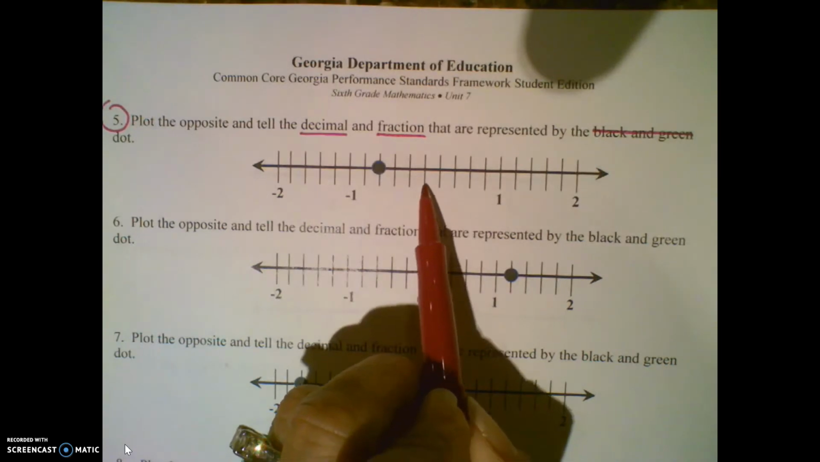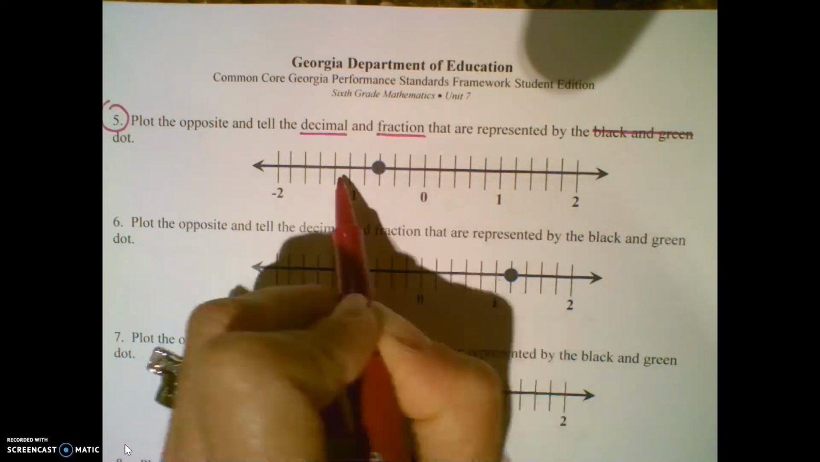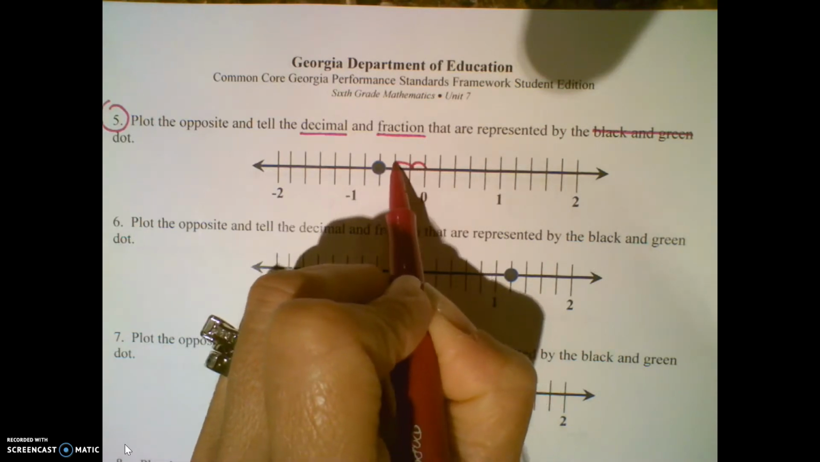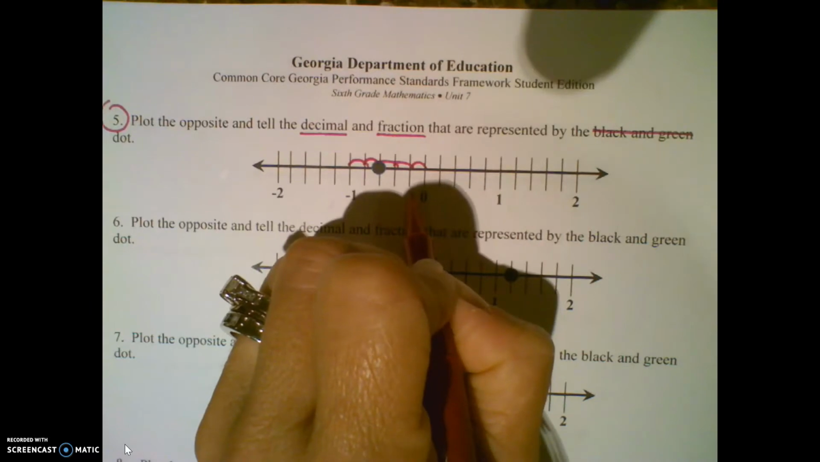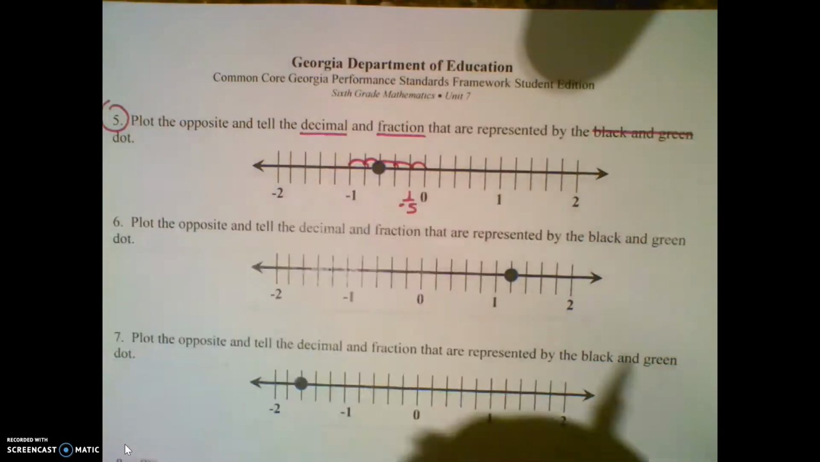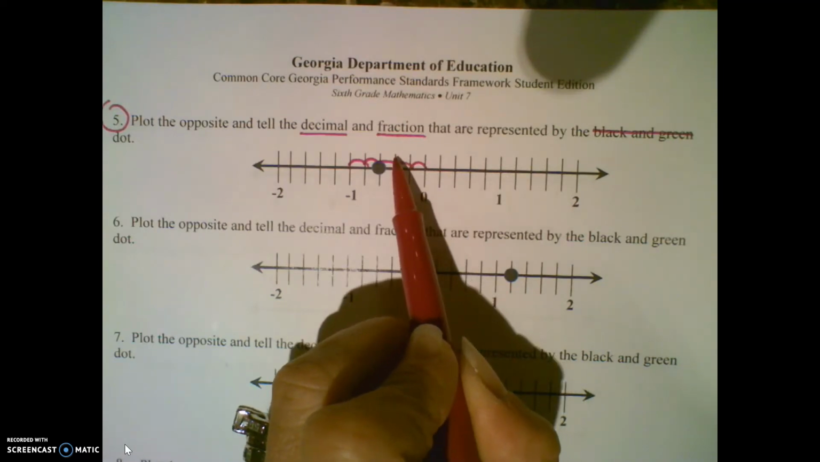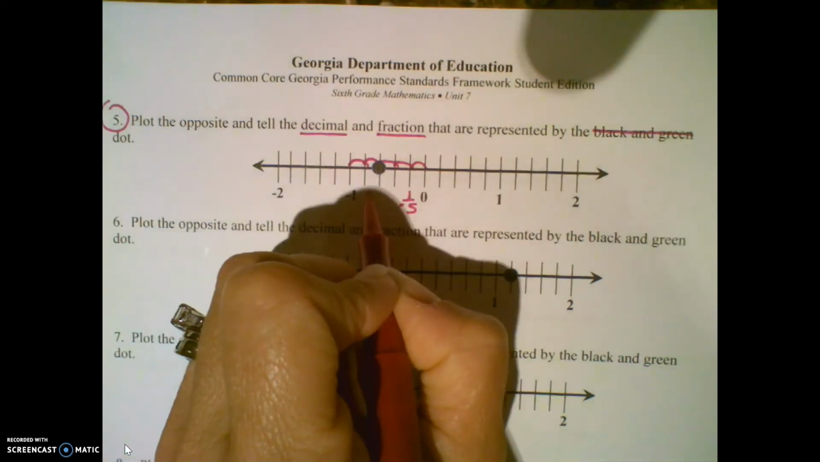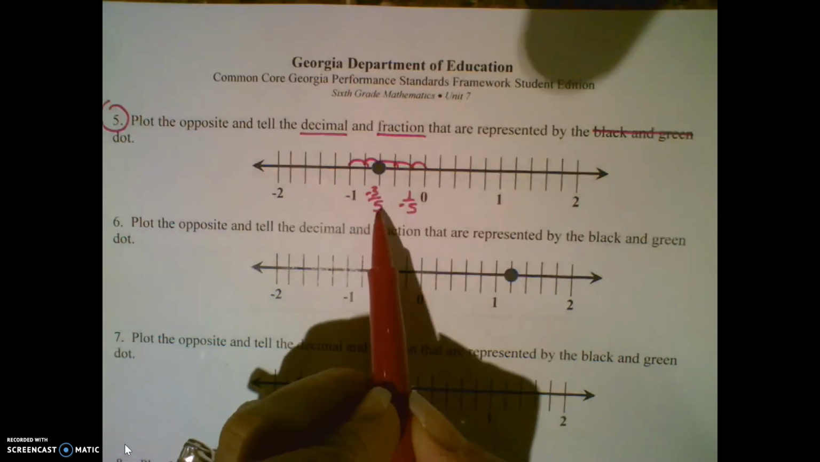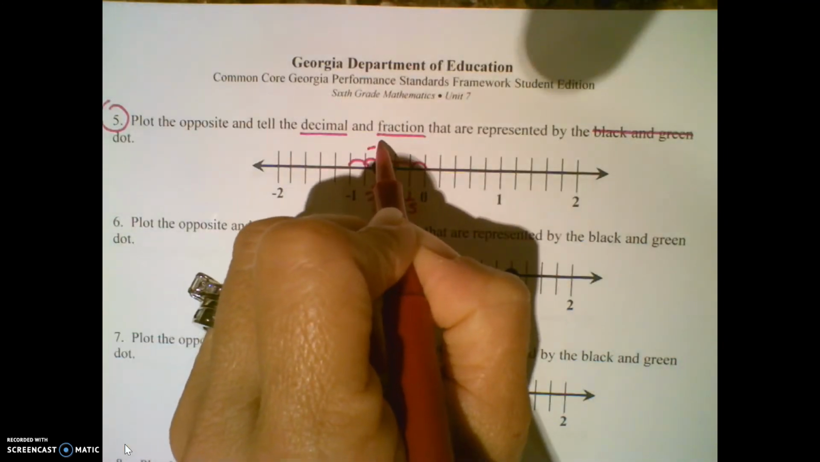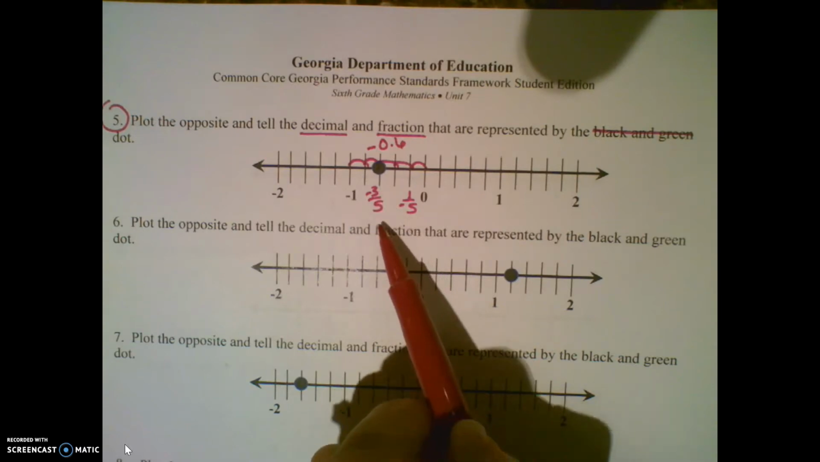So here we go. I started at 0, and to get to this point, I need to go 1, 2, 3 spaces. So let's look here. I need to go between 0 and -1. There are 1, 2, 3, 4, 5 spaces. That means each of these little lines represents 1/5 of the space between 0 and -1. So if this is -1/5, here's -2/5, here's -3/5. Using my calculator, you can take 3 and divide it by 5, and that would give you -0.6, because we turn fractions into decimals by dividing the numerator by the denominator.